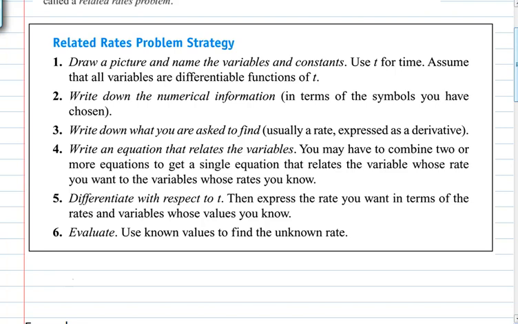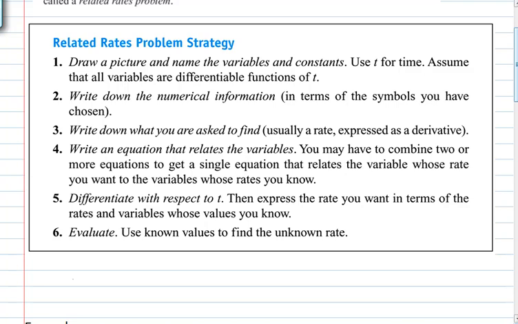This is the strategy we're going to be using whenever we do related rate problems. First thing you want to do is draw a picture. Please draw a picture. And name the variables and the constants and use t for time. Assume that all variables are differentiable functions of t. Here we're going to be taking the derivative with respect to time. A rate of change implies time is your variable that you're taking the derivative with respect to.